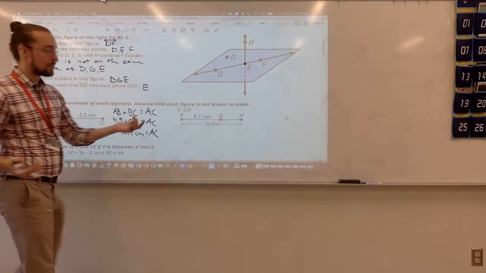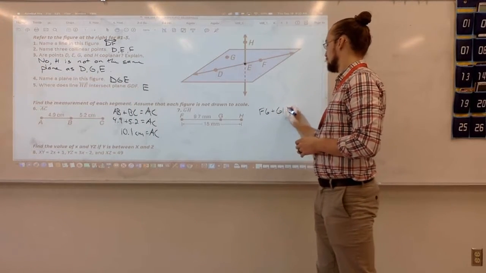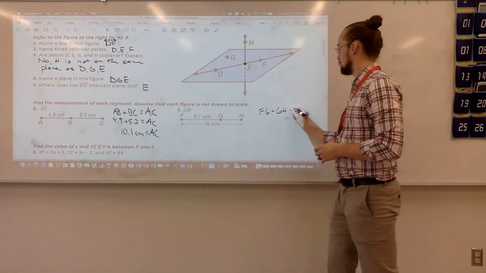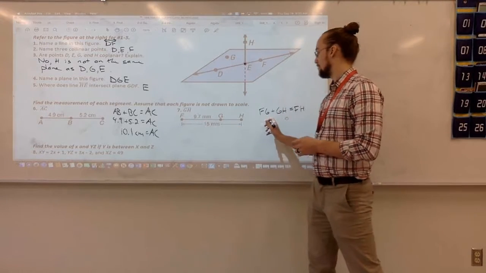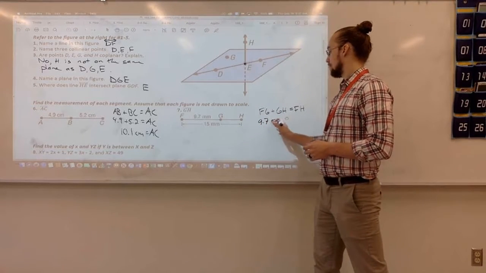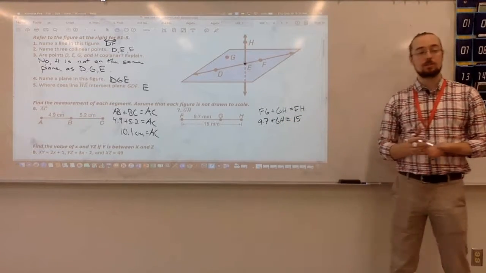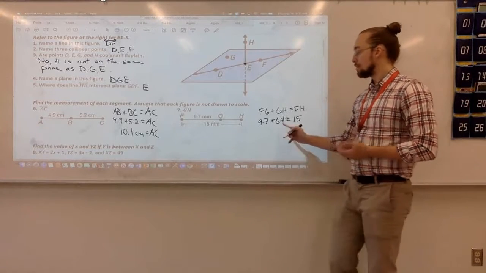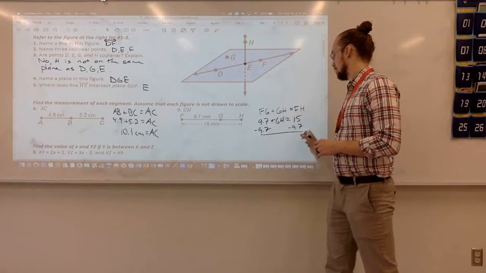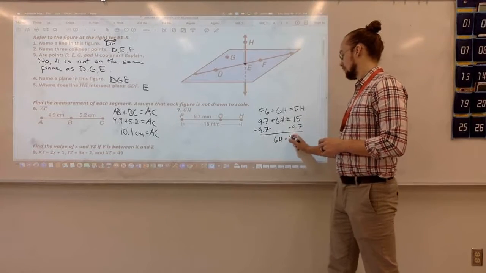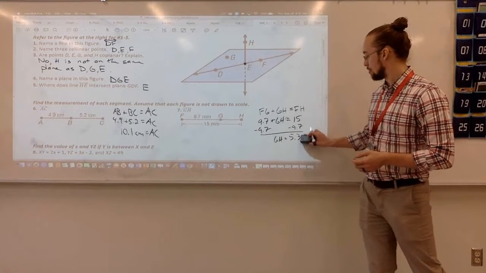Similar idea for number 7. I'm going to say FG plus GH. So this piece plus this piece equals the whole thing. And then I plug in what I know. So this time I know that FG is 9.7. I don't know GH. And I know FH, the whole thing, is 15. So to solve for GH, I'm just going to subtract 9.7 from both sides and get that GH is 5.3 centimeters, or not centimeters this time, millimeters.